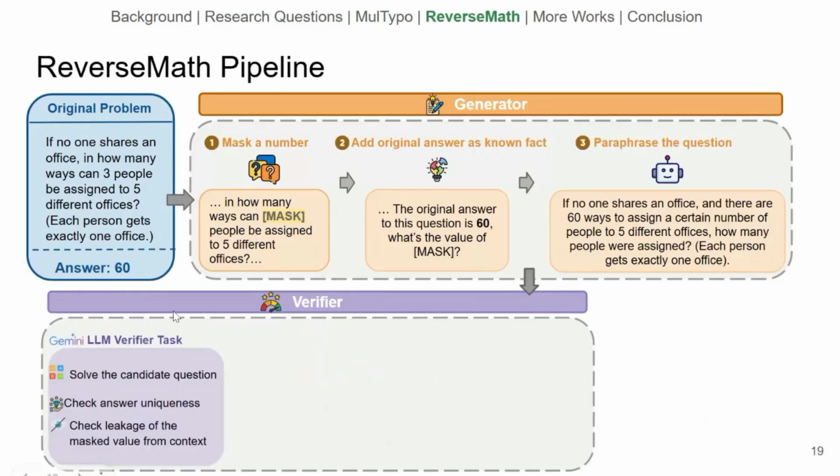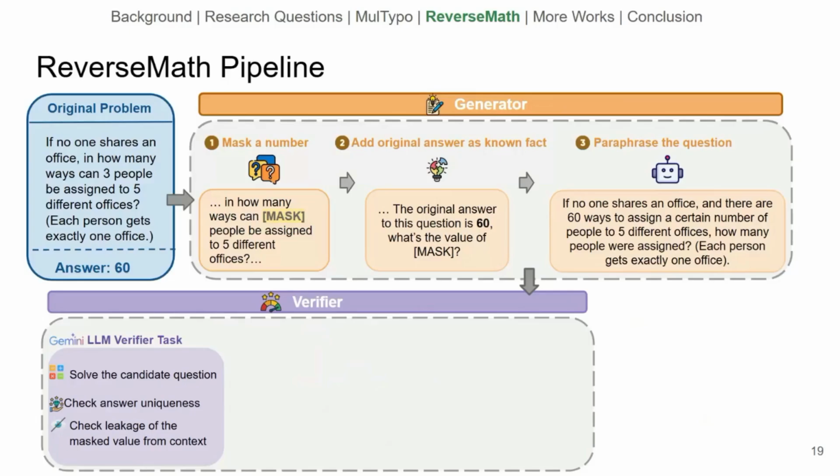Here we utilize an LLM as the verifier. It has 3 main tasks. First, the LLM should try to solve these questions. It should also check answer uniqueness, to check if the question has a unique answer or not. And it should also check for leakage of the masked value from the context.